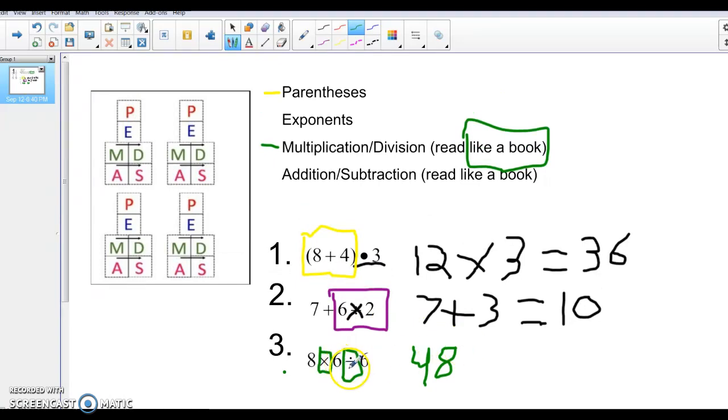We want to rewrite our problem. The 8 and the 6 are gone, so the multiplication symbol is going to be gone. And we have 48 divided by 6, right? We just figured out what 8 times 6 is. That got us 48. So 48 divided by 6 has to get us 8. So we see that 8 times 6 divided by 6 equals 8.